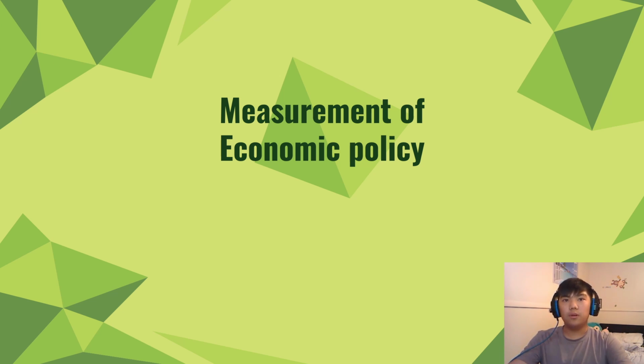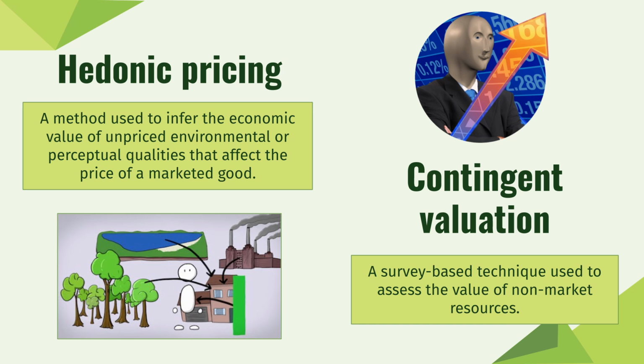And so now for measurement of economic policy, there are two ways, or rather techniques. There's hedonic pricing and contingent valuation. Hedonic pricing is a method basically used to infer the economic value of unpriced environmental or perceptual qualities that affect the price of a market good, while contingent valuation is a survey-based technique used to assess the value of non-market resources. And so hedonic pricing is basically revealed preference, and it's usually based on how people feel, their behavior, and how it will affect the economy that way.